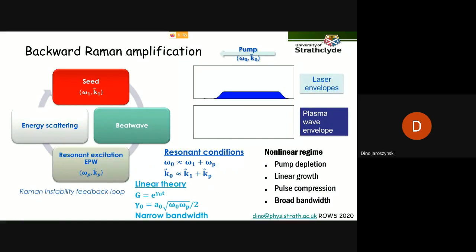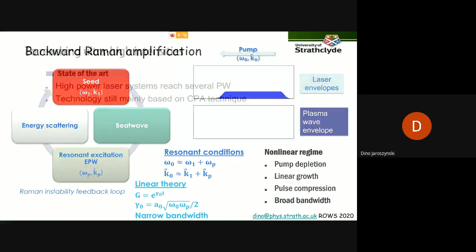In this nonlinear regime, which is what we call the pump depletion regime, as you can see in the figure here, you can get a very short pulse. So this shows you how the injected seed pulse, which is in red, grows and is amplified at the expense of the pump pulse. And the pump pulse is then fully depleted and leaves behind a plasma wave. So the seed goes in, it collides with the pump, produces the beat wave, it resonantly excites the plasma wave, and then scatters the radiation with Doppler shifted frequency into the seed wave.